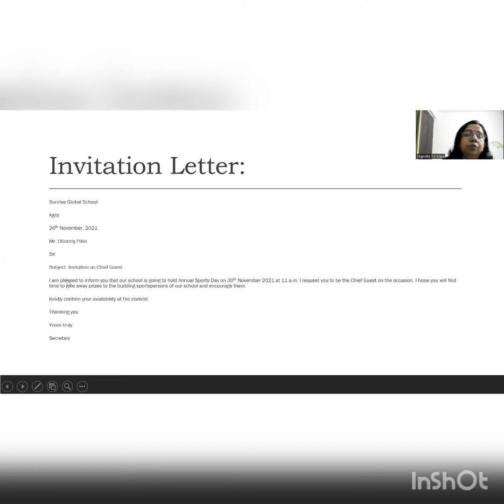And then leaving a line, you will start: I am pleased to inform you that our school is going to hold annual sports day on 30th November 2021 at 11 a.m. I request you to be the chief guest on the occasion. I hope you will find time to give away prizes to the budding sports persons of our school and encourage them. Then next line you will write, kindly confirm your availability at the earliest. So here you have written the complete letter simply, and then write thanking you, yours truly, and secretary. So this is an invitation letter.